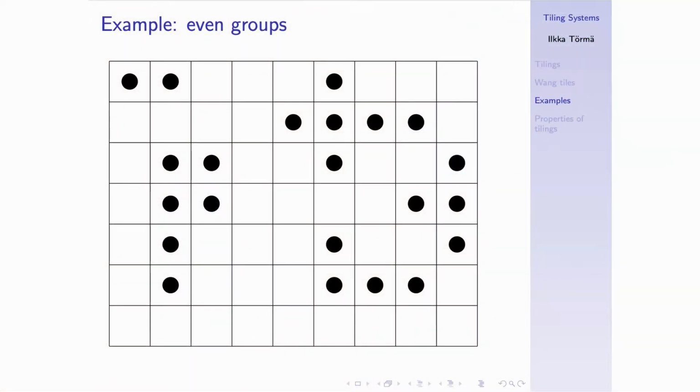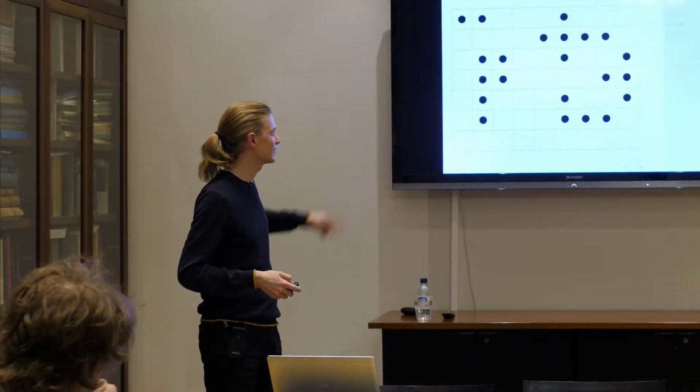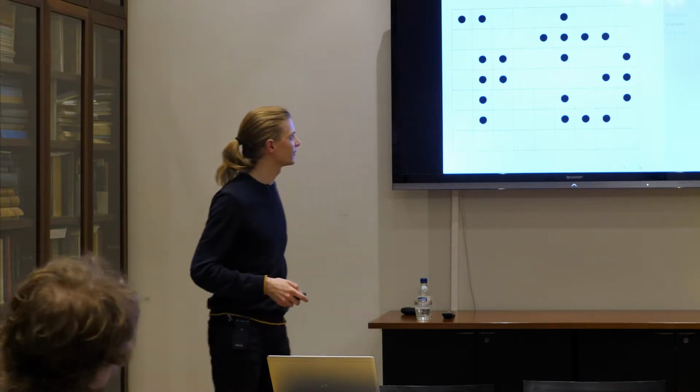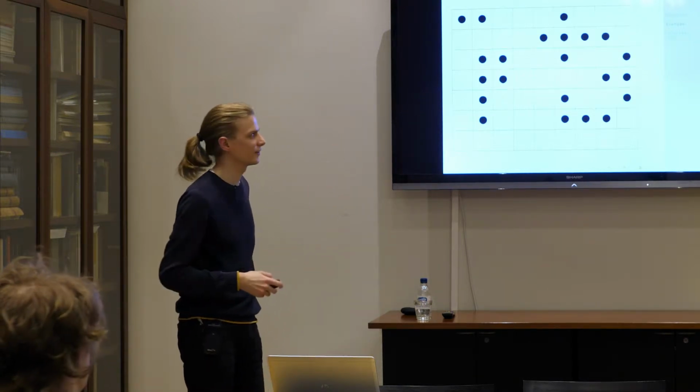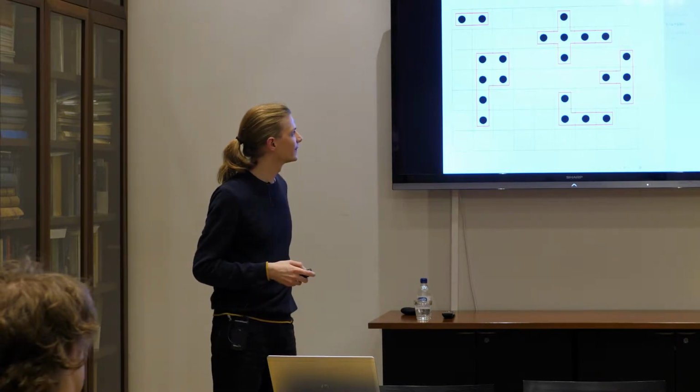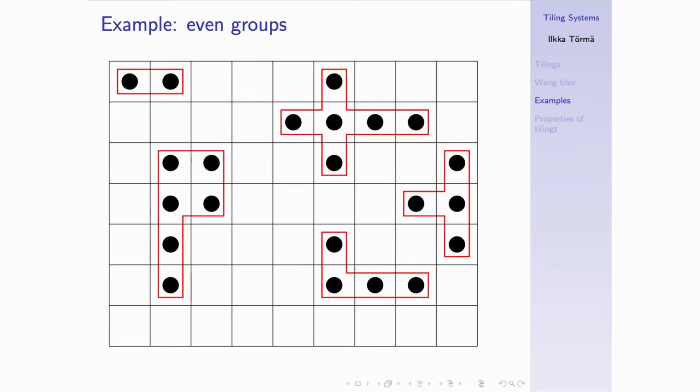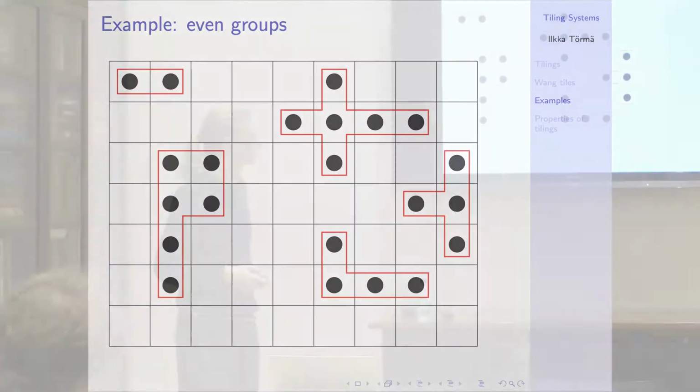So here's an example of the even groups system. I have these islands here. Here's an island of 6 dots. Here's an island of 4 dots, and so on. These are the islands. You can check that they have an even number of black dots.